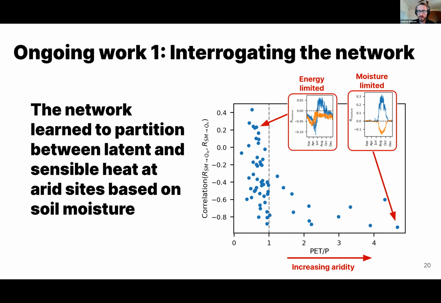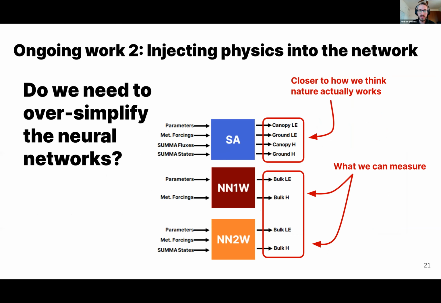But in the interest of time, there's a second set of questions that we're starting to ask: why do we need to oversimplify these neural networks and not do partitioning? As I said in the beginning, the SA model has different domains of the soil and the vegetation, and that's definitely how we know nature works. But we don't measure that at a large scale.